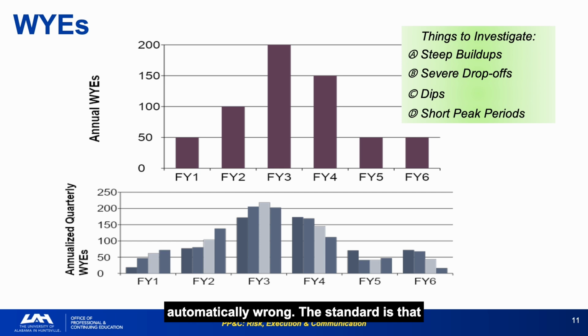The patterns here are not automatically wrong. The standard is that if any of them appear, an investigation is required. There may be a legitimate reason, but you need to find it before accepting the plan. When reviewing a contractor's workforce proposal or monthly report, apply these 4 pattern flags as your first screening. Flag anything that fails the screening and ask for the explanation.